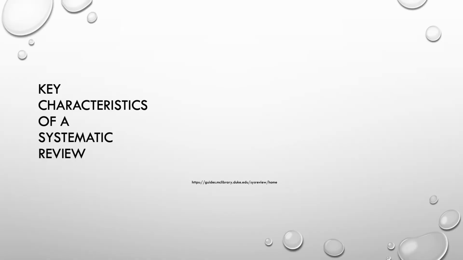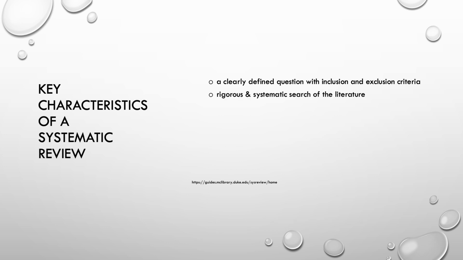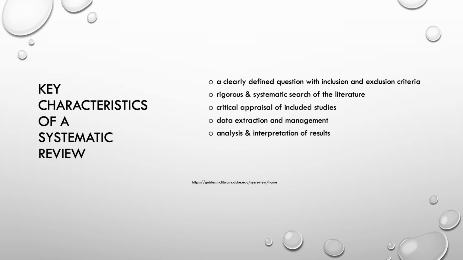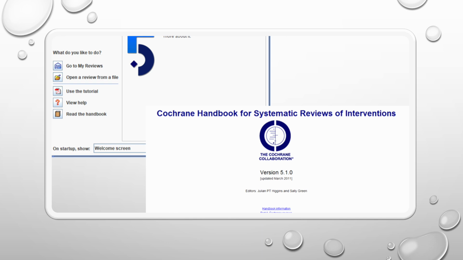Here are key characteristics of a systematic review. It should be a clearly defined question with inclusion and exclusion criteria. A rigorous and systematic search of the literature must have been done. It must have critical appraisal of all included studies. And the data extraction and management is to remove the bias from all these studies. It contains analysis and interpretation of results, usually through the forest plot, and it reports it for publication. The Cochrane Handbook for Systematic Reviews of Interventions is very important when you are considering to do a systematic review or a meta-analysis.